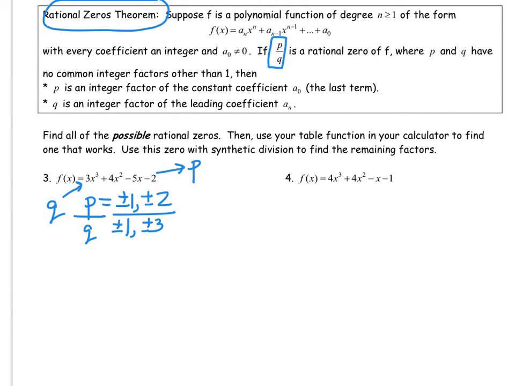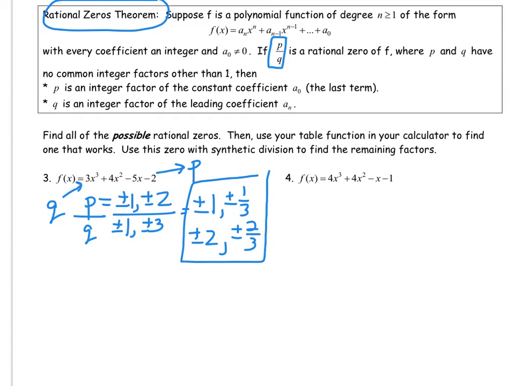So now when I ask what are all the things that could factor nicely, the integers and the rational numbers, they'd be 1 over 1 is 1, 1 over 3 is a third, 2 over 1 is 2, 2 over 3 is 2/3. Now all of these are plus minus, so we don't know which one it is until we do some of the math.